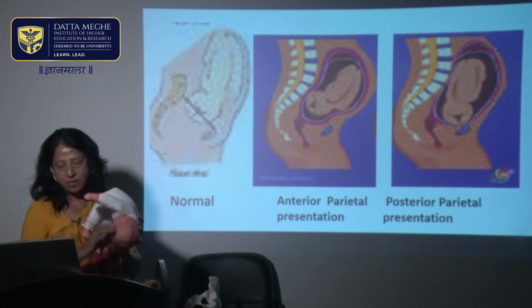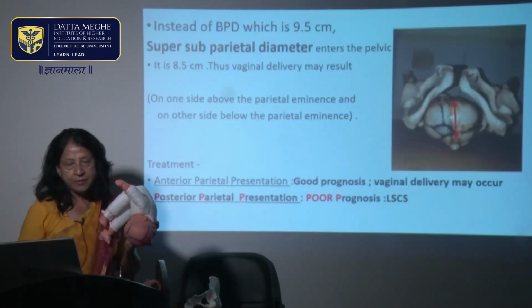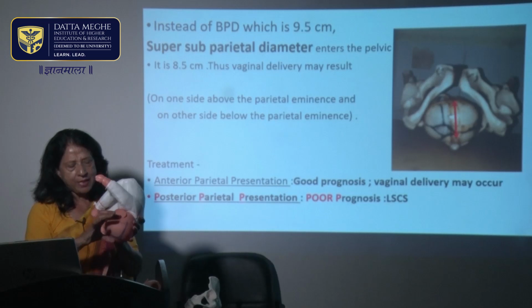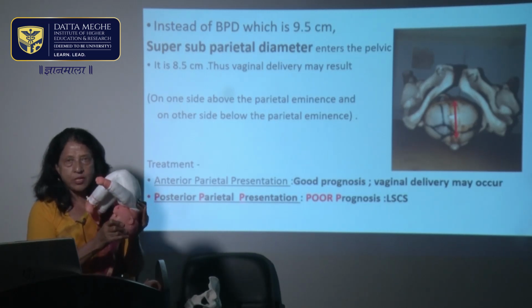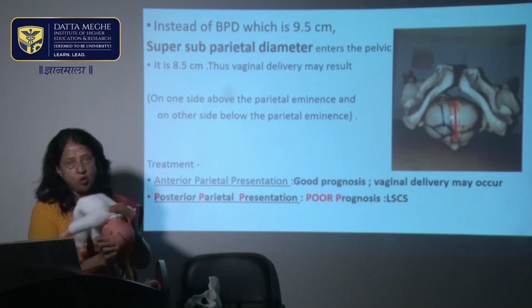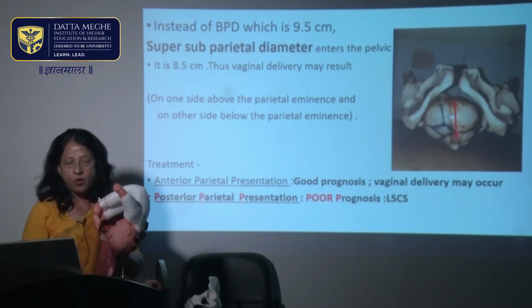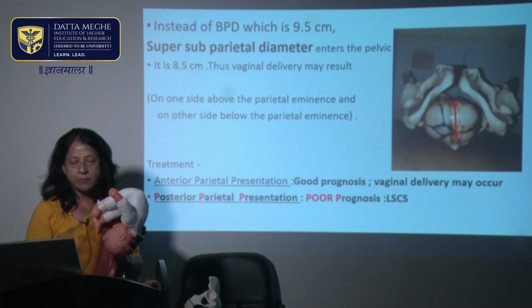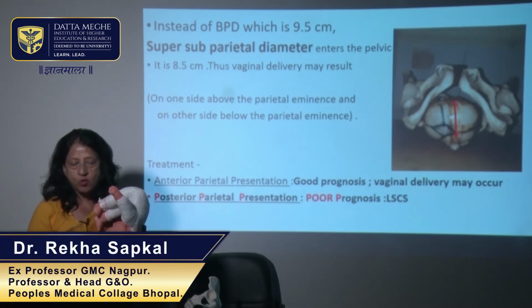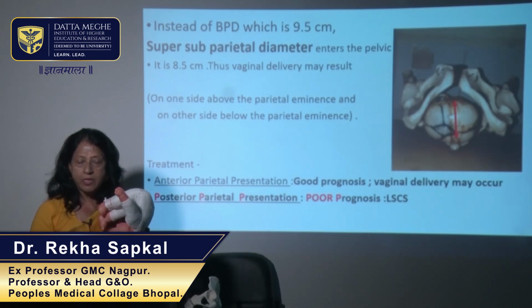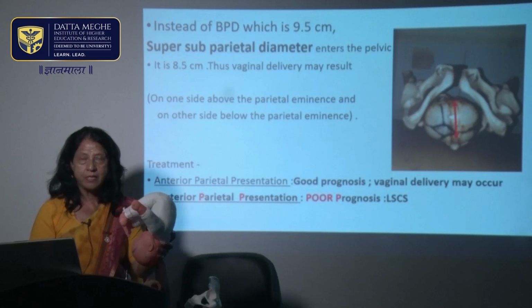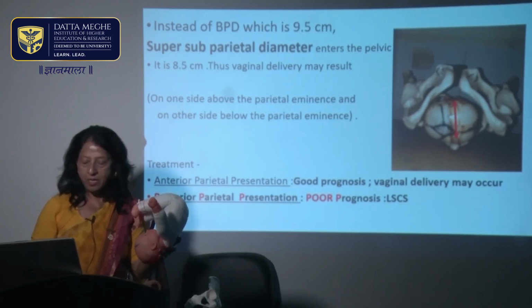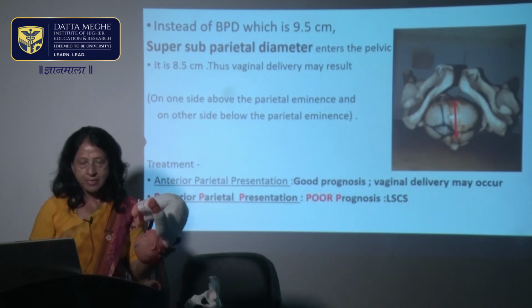Normally, sagittal suture is in the midline. So, what happens? Super subparietal diameter is the diameter of engagement. When it is anterior parietal presentation, the patient can deliver vaginally normally. However, in posterior parietal presentation, PPP, 3 P's are there: poor prognosis. You remember like this, posterior parietal presentation, poor prognosis. What is the treatment in these cases? Prognosis is poor, naturally the patient lands up in cesarean section.